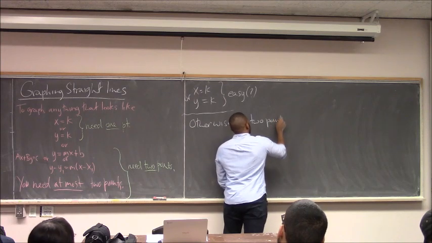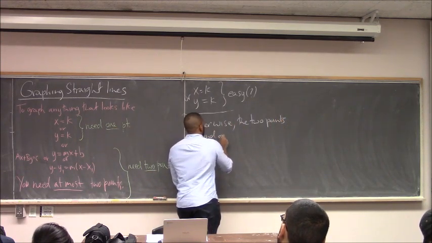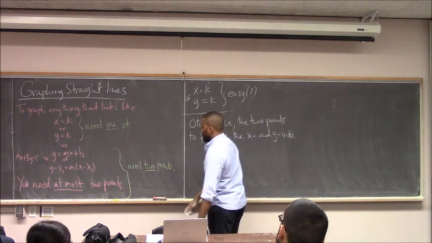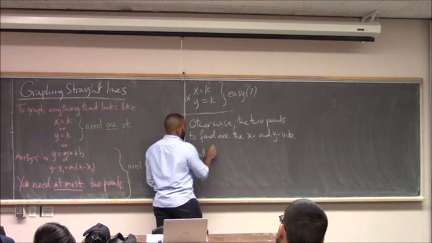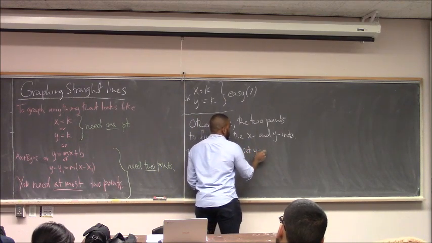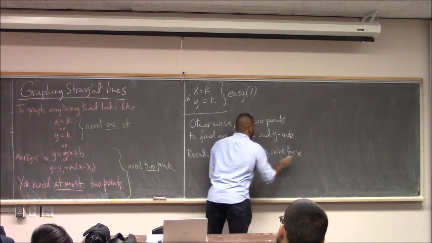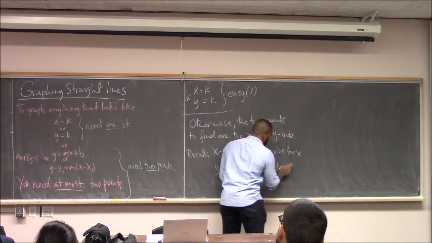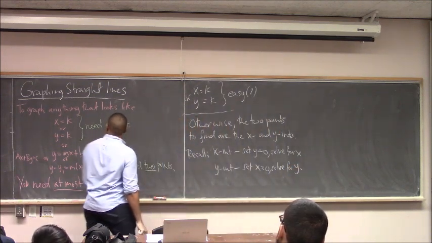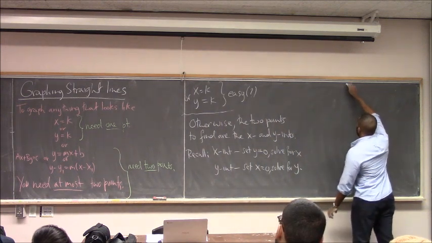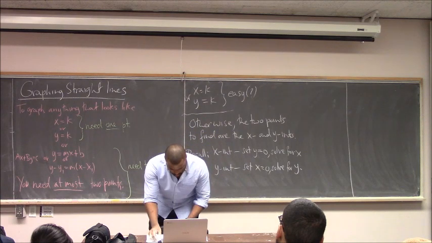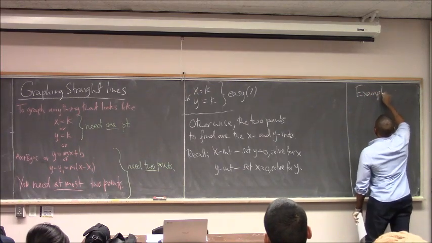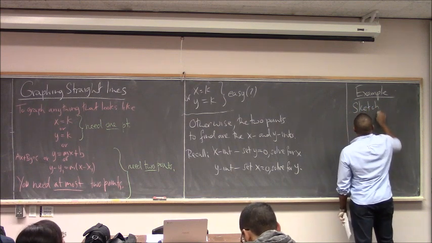the 2 points you should find are the x and y intercepts. Okay, and recall from last time, for the x-intercept, set y equals 0, solve for x. And for the y-intercept, set x equals 0, solve for y. Therefore, let's do some examples. Sketch the following.